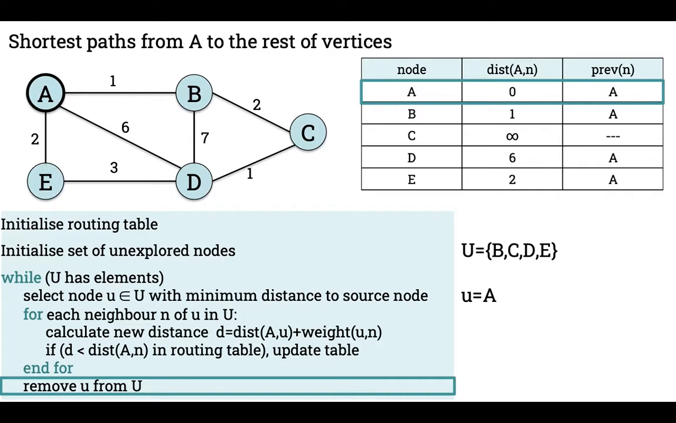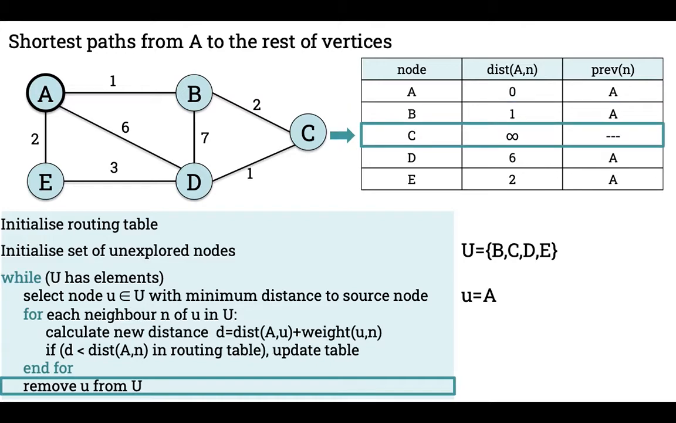Before moving to the next unexplored node, let's have a look at the updated information on the routing table. The information in the first row means that the distance from the source node A to node A is equal to 0 and the previous node along that route is node A. The information in the second row means that the distance from the source node A to node B is, with the information collected so far, equal to 1, and the previous node along that route is node A. So we can deduce that there's a direct link from A to B with weight equal to 1.